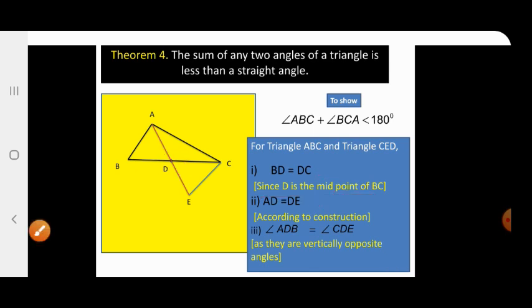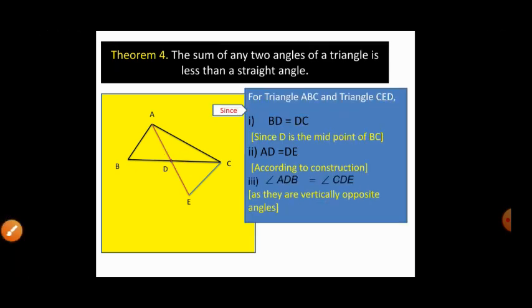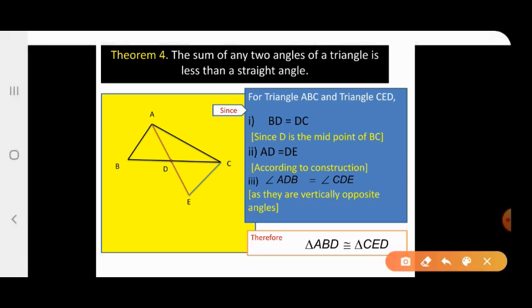So by SAS test, these two triangles, triangle ABD and triangle CED, must be congruent. And here this is the notation for congruence. Actually, congruent to is a binary relation between two triangles. This relation is reflexive, symmetric, as well as transitive.